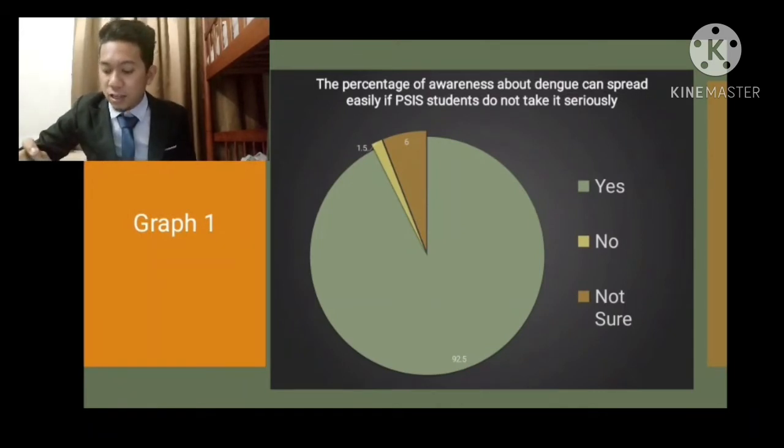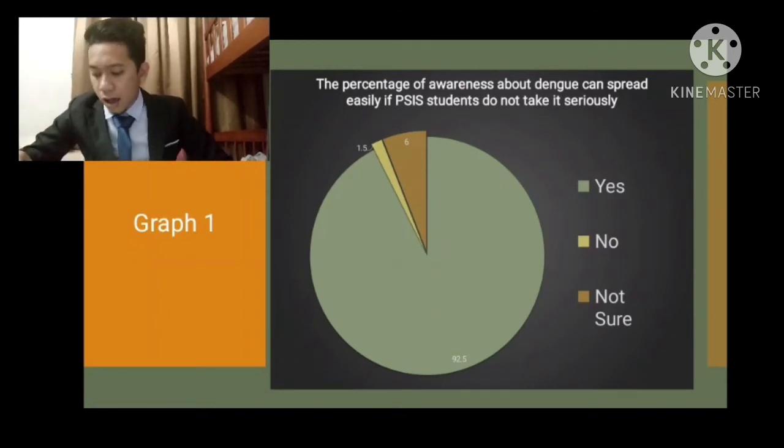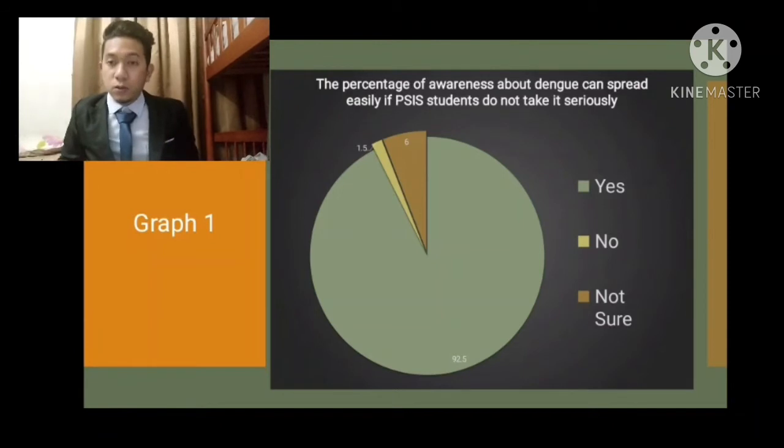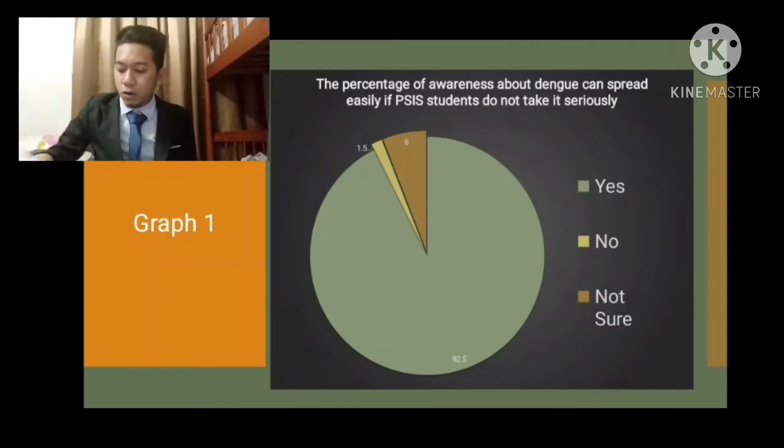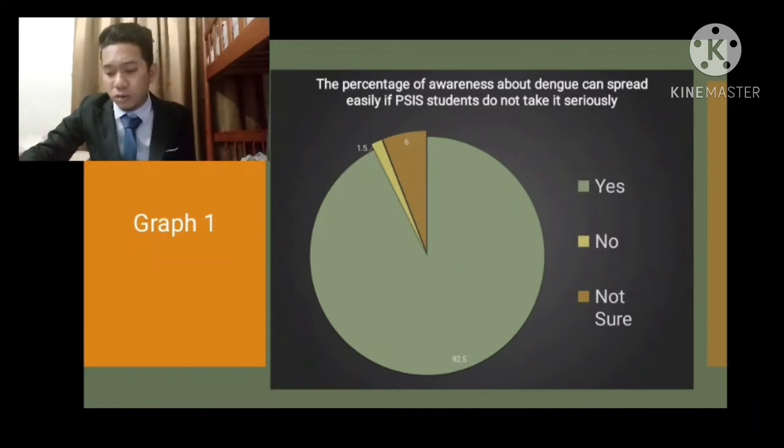First of all, I will explain about the percentage of awareness about dengue can spread easily if Psis students do not take it seriously. I use pie chart to explain about the questionnaire that have been voted by 16 Psis students because I think it is more suitable and more easily to understand. Based on this pie chart, there are 3 differences answer for this vote.